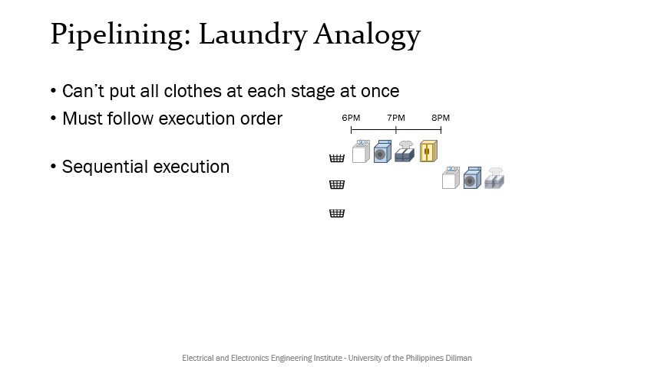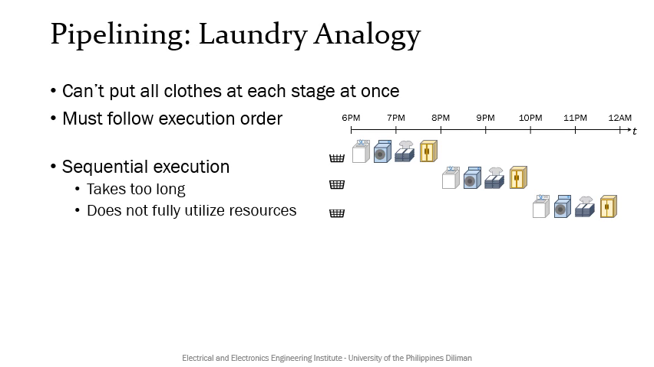Now let's say we repeat the process for each basket and do things in a sequential manner. Doing this will take 4 more hours to finish, and we'll be able to finish only by 12 a.m. Now this takes too long because such an approach does not utilize the resources properly. Say from 6:30 p.m. to 8 p.m. the washer is idle and not washing anything. From 7 p.m. to 8:30 p.m., the dryer is not drying anything, and so on.